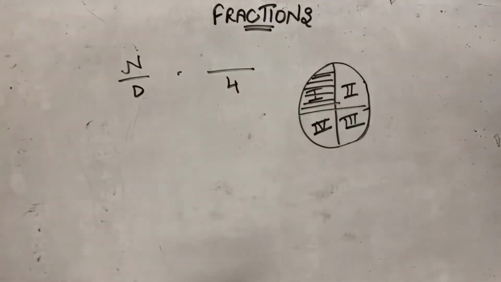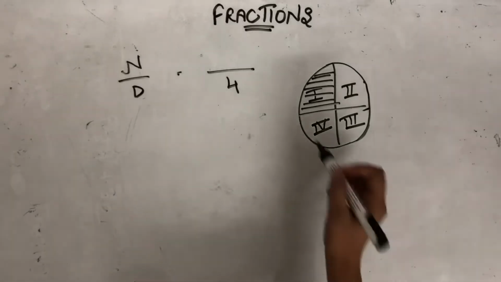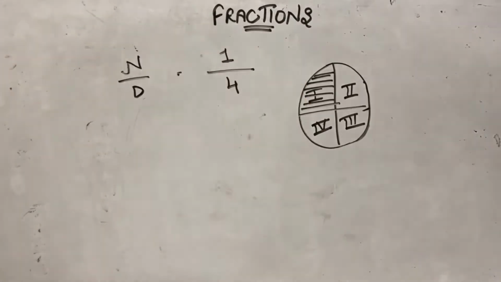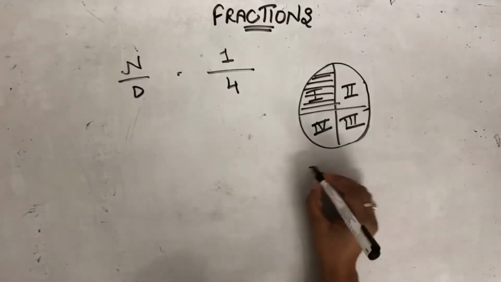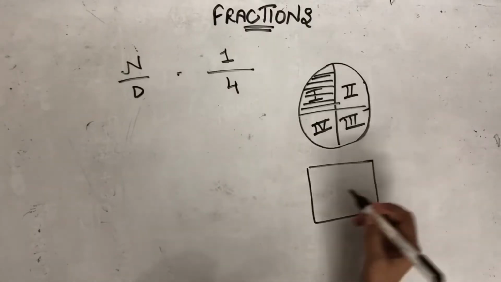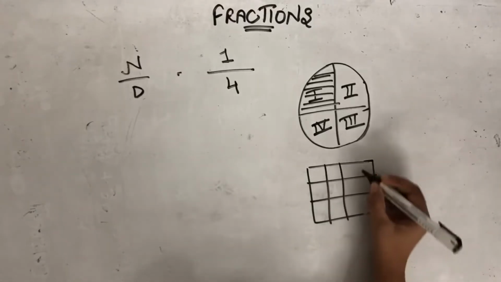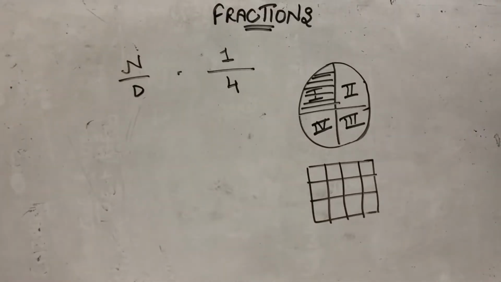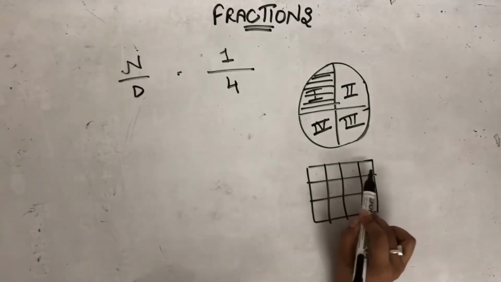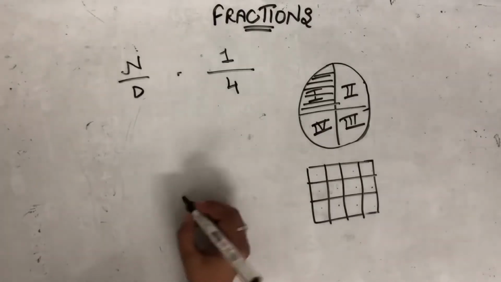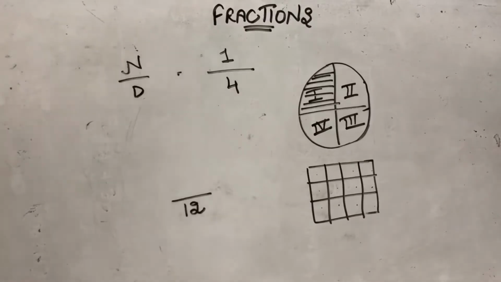In numerator you will write the parts that are shaded. How many parts are shaded here? Only one part. So in numerator you will write 1. So I'll take one more example. Like this is a figure. Now this figure is divided into how many parts? 1, 2, 3, 4, 5, 6, 7, 8, 9, 10, 11, 12. So in denominator you will write 12.